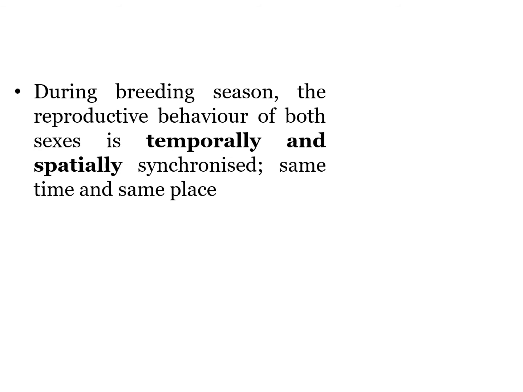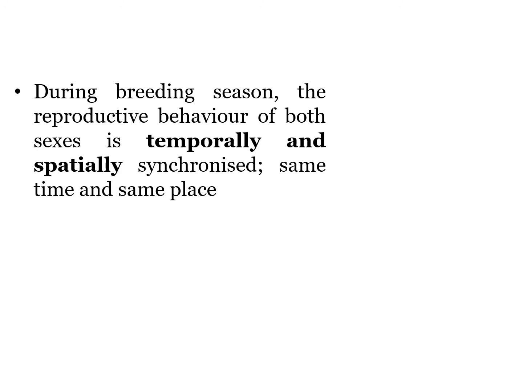During mating or breeding season, both male and female frogs display a unique reproductive behavior. As the fertilization in frogs is external, it is crucial to make sure that both male and female are at the same place at the same time, temporally and spatially synchronized, since the eggs and sperms unite outside of the body.